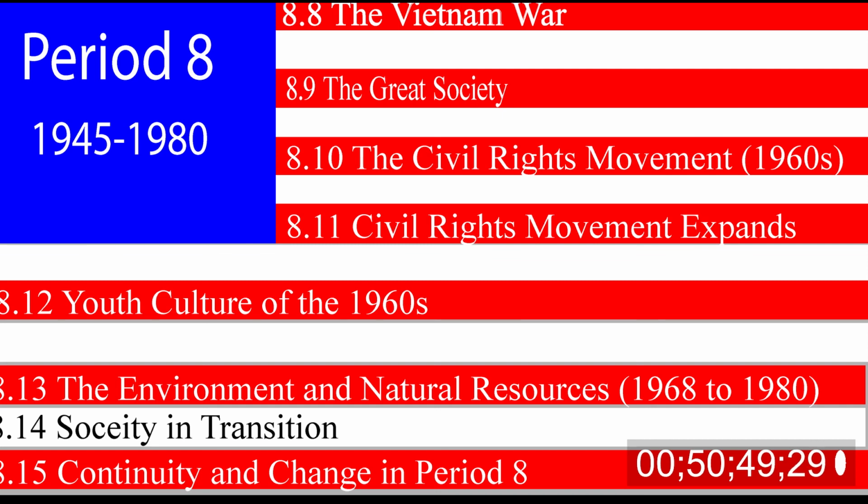So just think about how much America has changed since World War II. Segregation is kind of over, but racism's still there. Vietnam's happening. There's pollution and a declining economy. But some things are getting better and getting worse at the same time. Oh my god. Period 9. 1980 to now.